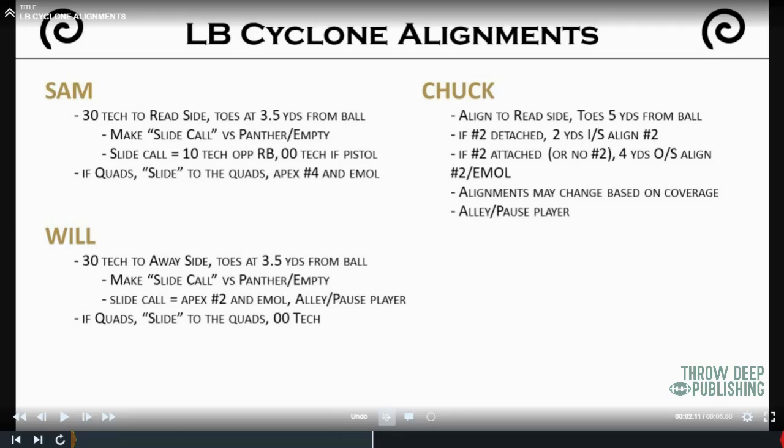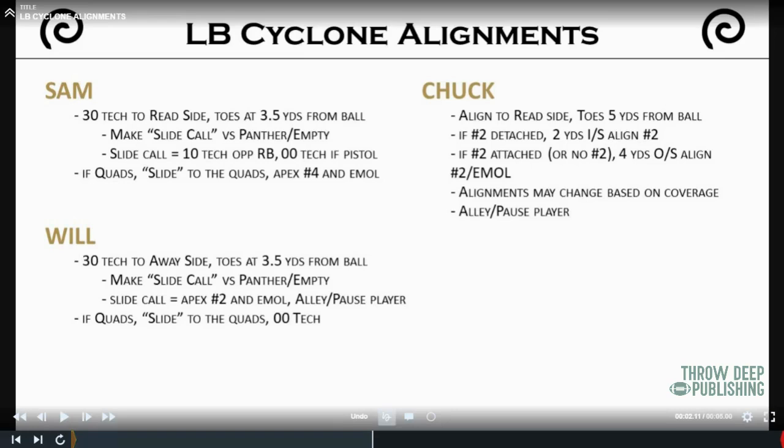In a slide call, so Panther formation, that's our 2x2 10 personnel set, or if we get your typical 3x2 empty formations, we're going to make a slide call. When we slide, our Sam aligns over the ball. We put him in a 10 technique opposite the running back, because that's usually where the flow is going to go, and he ends up being that front side A gap player. Our Will slides out of the box and apexes number 2, the end man on the line of scrimmage. That is when he becomes an overhang, so now he is our alley or our pause player.